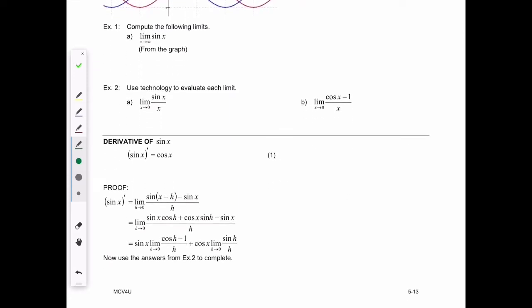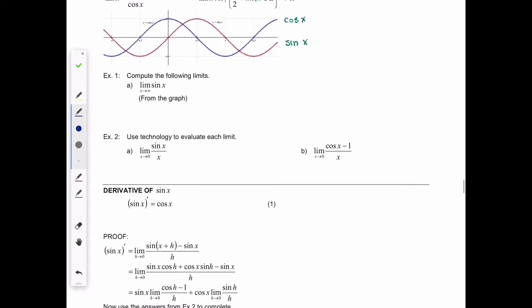For example number 1, it says compute the following limits. It says the limit of sine of x as x approaches infinity. It says from the graph, so I want to scroll down a little bit. And what we have is a problem because the value for sine of x consistently changes as the x value changes. So it does not approach a finite number. So we're going to say that the limit does not exist.